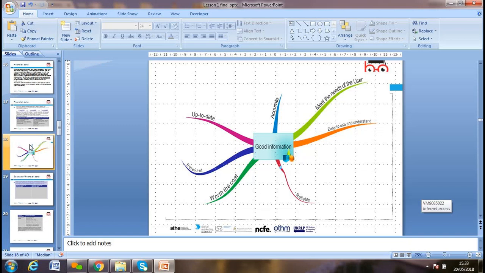Worth the cost: if we are paying money to store, collect and interpret the data, how much benefit do we have in terms of cost and benefit analysis? Easy to use and understand: data needs to be easy to use and understand. Meet the needs of the user: is the data meeting the needs of the user or not? If not, we need to think about what's the point of collecting the data. Any question, Daniel? No.